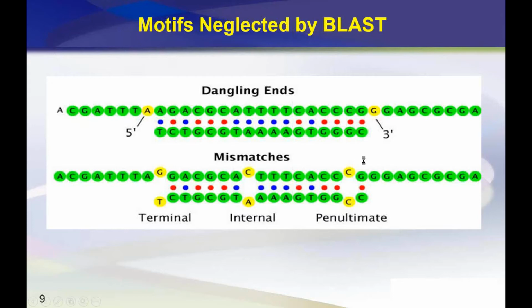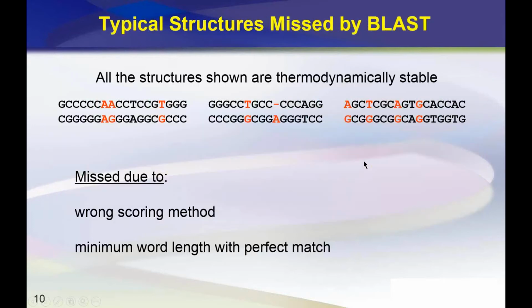And here are some examples of hybridization events that would be missed by BLAST because of the short word length. So we have a very long complementary section of DNA, and the red regions are mismatches. Well, if you look at the sequence, even though this is extremely thermodynamically stable, the fact that there's no stretch longer than 7 nucleotides means that these would all be missed. All of these are relatively stable, and that's due to that word length.